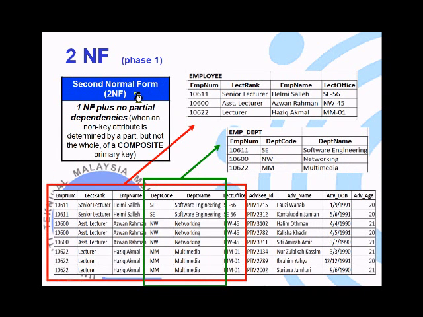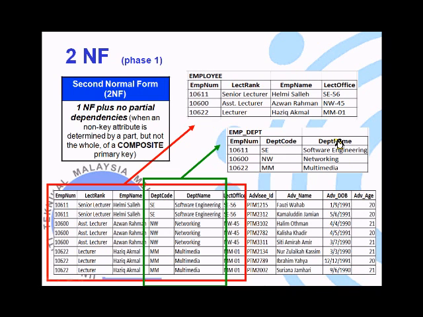In this example, we have the second normal form. To eliminate the repeating record, we will break the two potential candidate keys into two smaller tables. So what happened? We create the employee table and the EMP department table. The employee table consists of EMP num, lecturer rank, EMP name, and lecturer office, while EMP department consists of EMP num, department code, and department name.